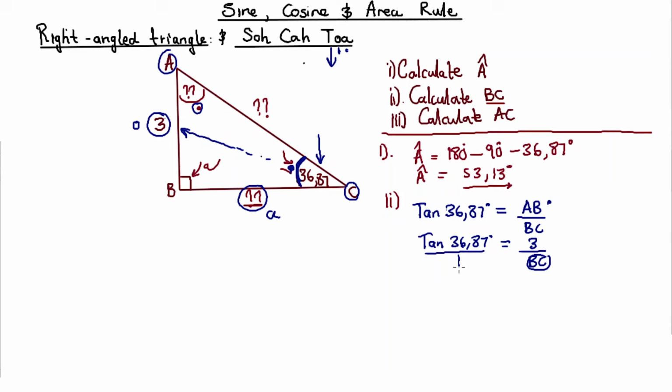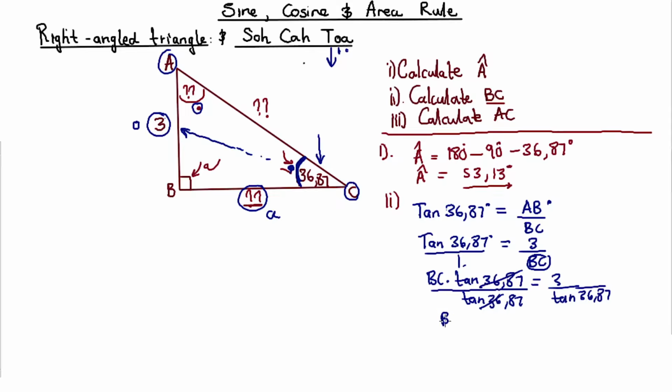So I'm going to have to divide on the left hand side by a 1 so that I have a fraction, and cross multiply. So BC multiplied by the tan, I'm getting BC tan 36.87 equal to 3 times 1, that's 3. Then in order to get BC, I'll have to divide both sides by tan 36.87.